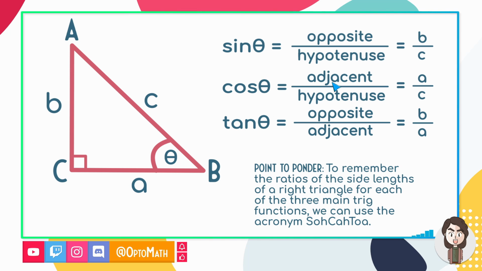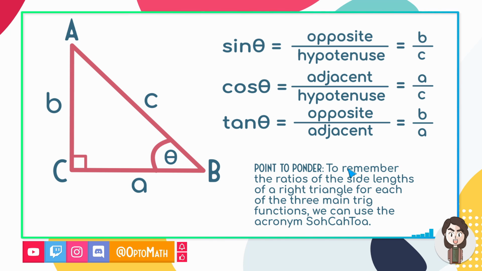Cosine is defined as adjacent divided by hypotenuse in relation to whatever angle you're looking at. So looking at theta, adjacent means beside, and yes, A and C are both sides that are technically adjacent to this angle theta, but we already know that C is the hypotenuse, so A is what we call the adjacent side. So adjacent divided by hypotenuse is A over C. Finally, we have tangent. Tangent of theta is the opposite divided by the adjacent, so B divided by A.